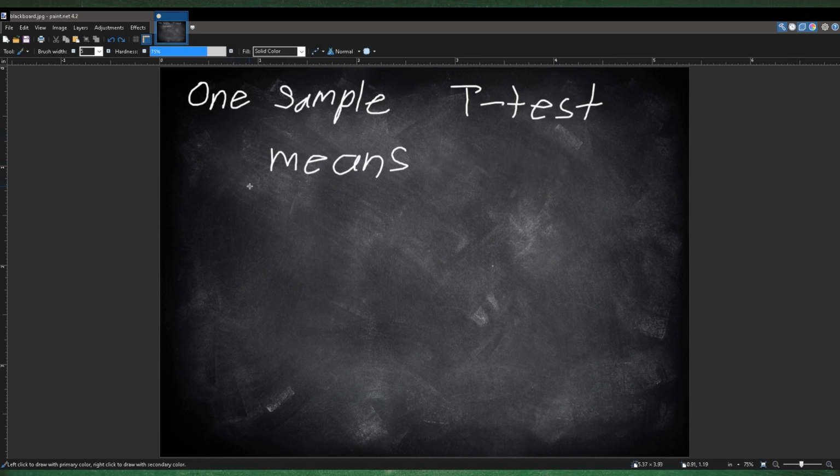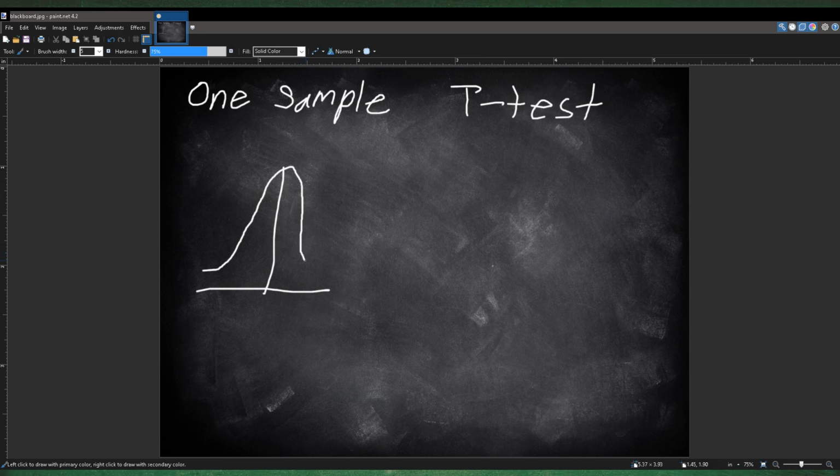The difference between a t-test and a z-test is that a z-test will look something like this, where it's symmetric. A t-test will also be symmetric, but it's more flattened out. It's going to be something like this, and it's going to have a bigger spread. So if this is the first standard deviation, right here would be a standard deviation for t. So it has a higher spread, basically. And that's basically the gist for a one-sample t-test.